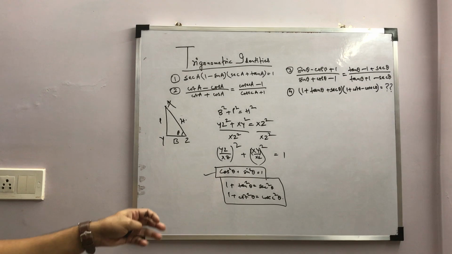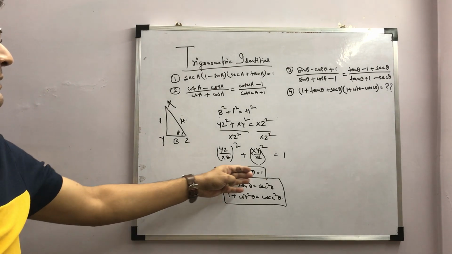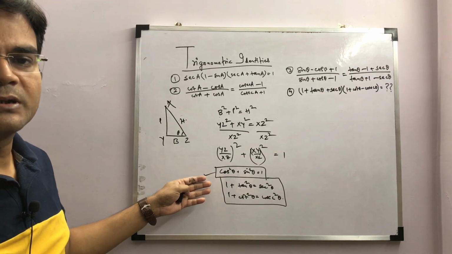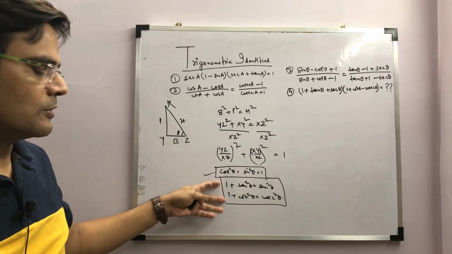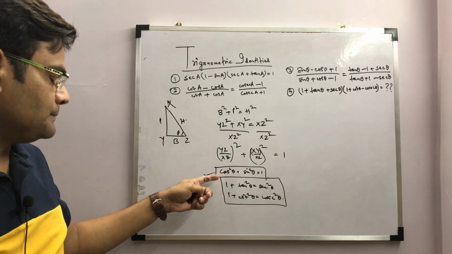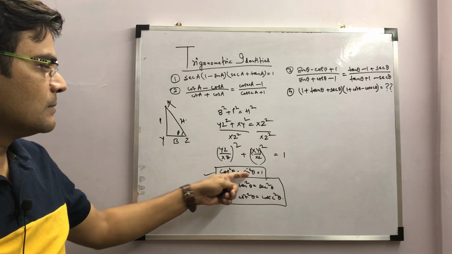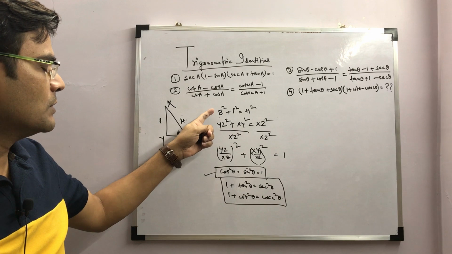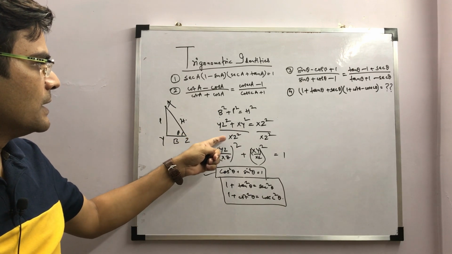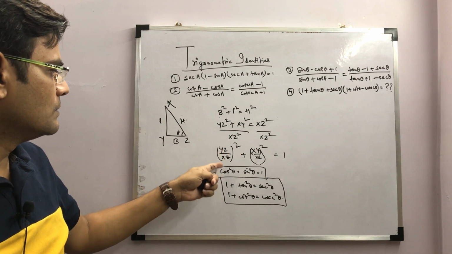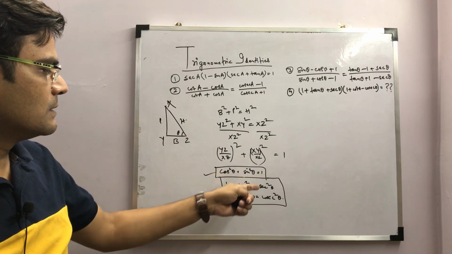So these are the 3 identities which you have to use to prove other identities. The questions will not come as prove cos square theta plus sin square theta equals 1. The examiners assume that you know all these 3 formulas. Today I showed you how to derive it: you apply the Pythagoras theorem and divide by the hypotenuse, and you get cos square theta plus sin square theta equals 1.